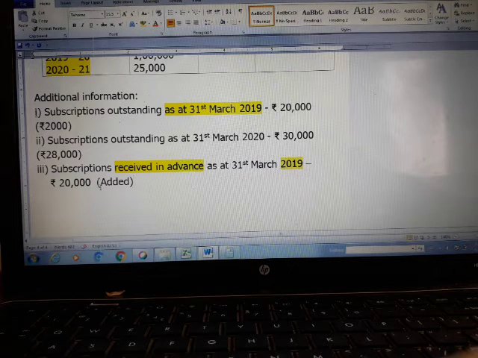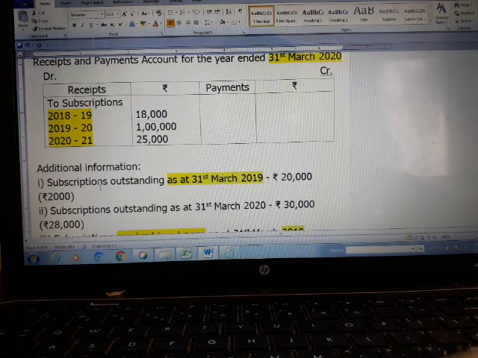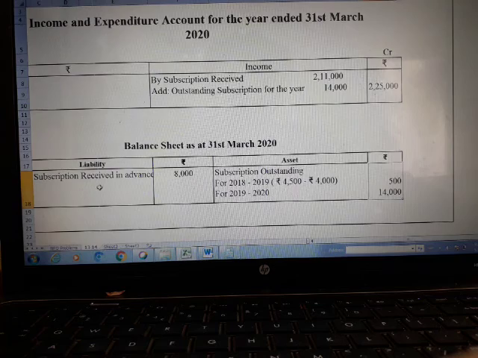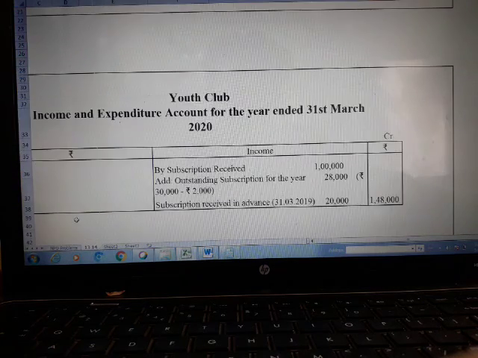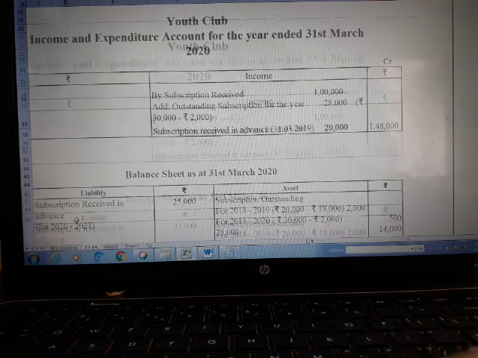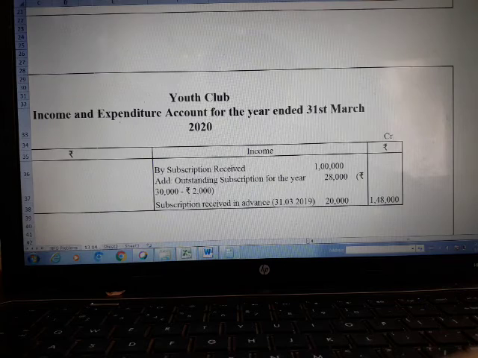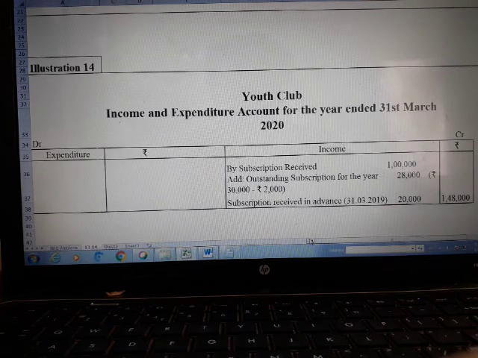Right, now let's go ahead with the treatment and with the calculation workings. If you just look here, it is very simple and clear. It belongs to a club called Youth Club. The club name is Youth Club. It is given in the question.